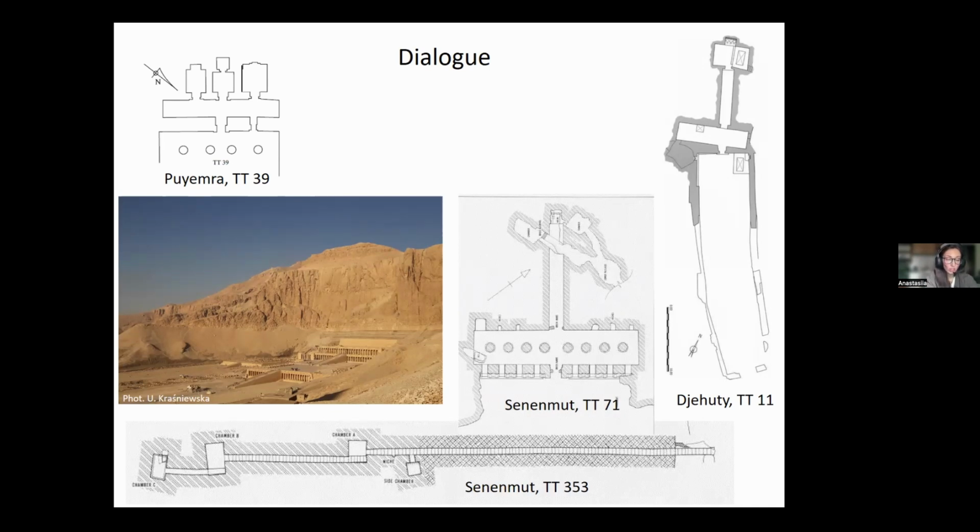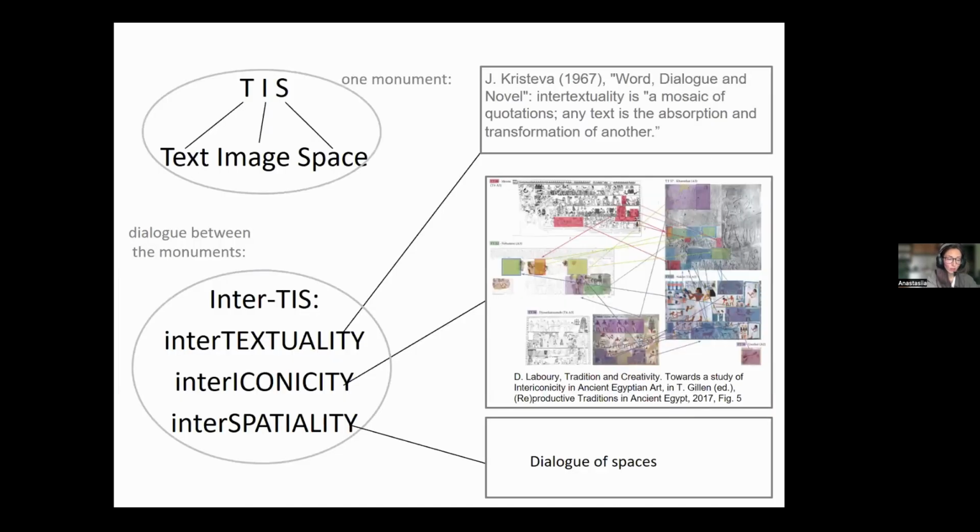And this interrelationship is a mental operation, combining inspiration, but also a deliberate choice of referring to some particular motifs, designs, or architectural solutions, which is intended to communicate a message to the third party, and this third party is an observer about this interlink. A good term to apply to this phenomenon is intertextuality. The term was introduced in the 60s by Julia Kristeva, who applied it to modern literature, saying that any text is a mosaic of quotations.